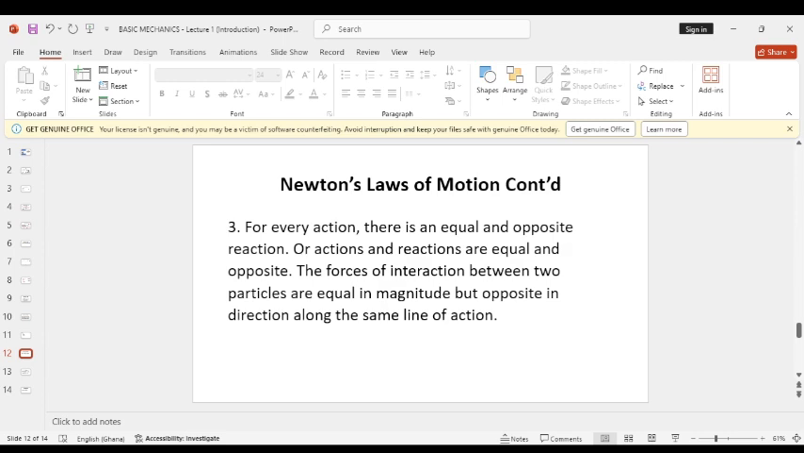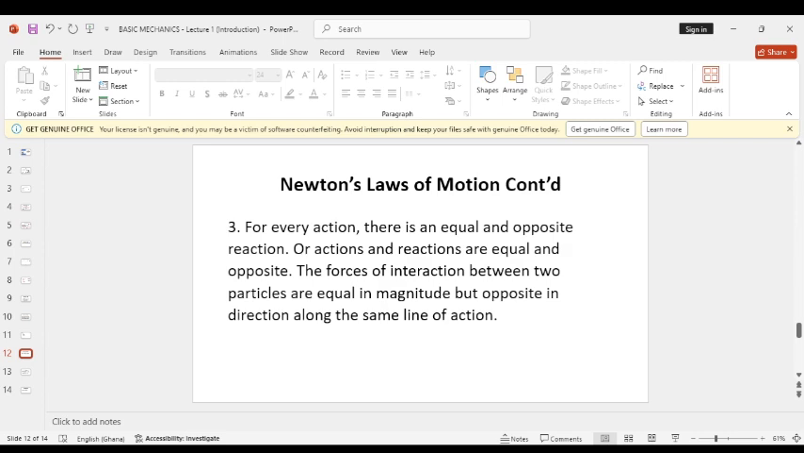The rockets have huge thrust. The fuel being burnt is so high that its reaction propels the rocket to move upward. Let me bring it to a lower level for you to understand.